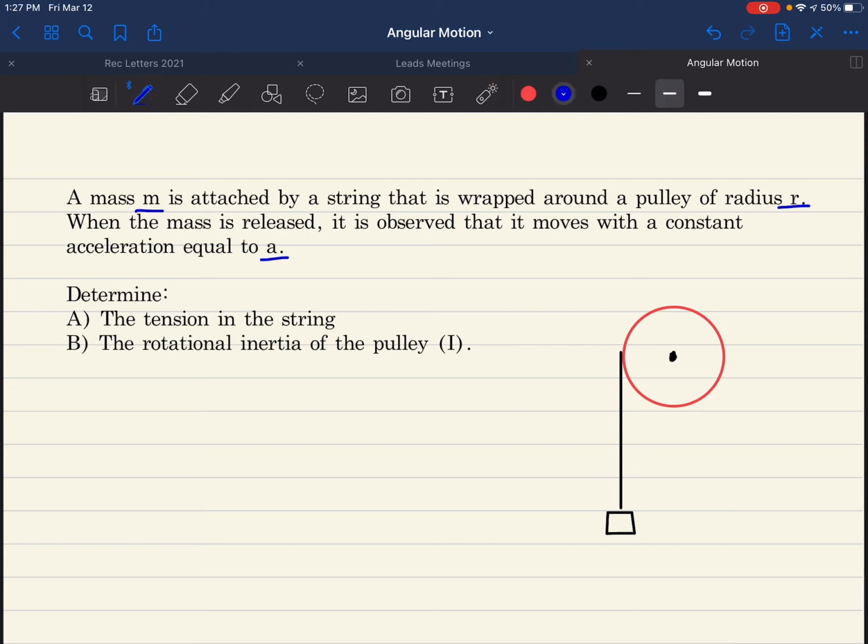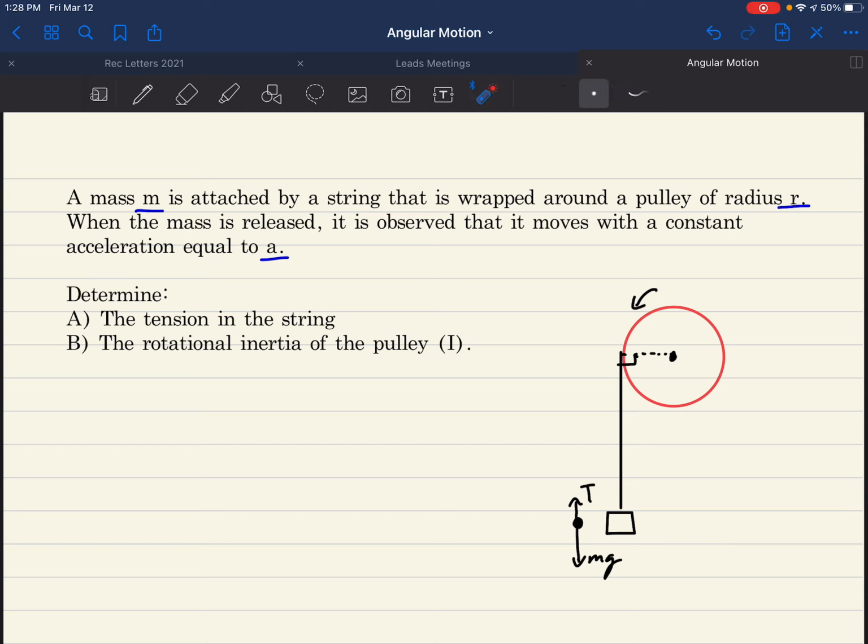So for this question, we've got actually two different objects, right? We've got our mass, which is in just translational motion. So the forces look like that. And we've got our pulley, which is in rotational motion. And there's a torque acting on it. The torque is from the string pulling down. So just like the last question, we can set up several equations.